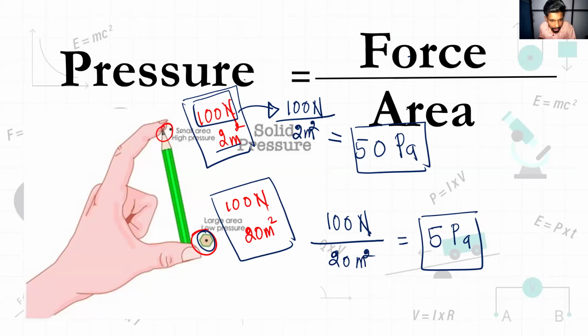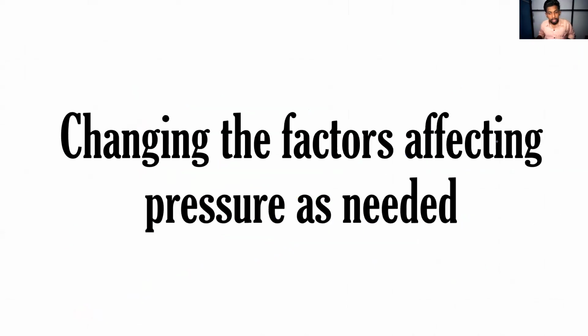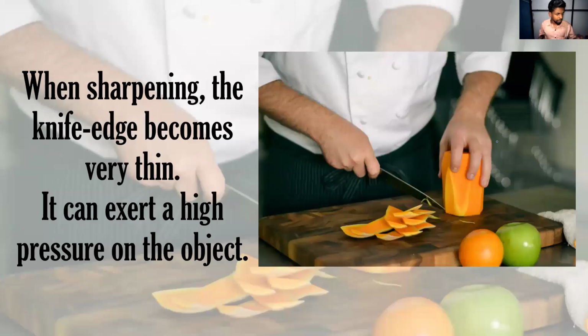When the area becomes small, when the area becomes sharp, the pressure increases. When the area becomes big, if you have a big area, the pressure will be low. Did you get this idea? So now you know what pressure is, the definition of pressure, the equation for pressure, the unit for pressure. Fine. Now we are going to discuss the factors that affect pressure. Okay, look at this picture here.